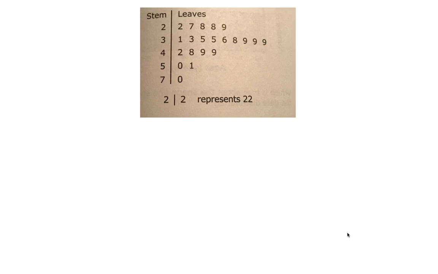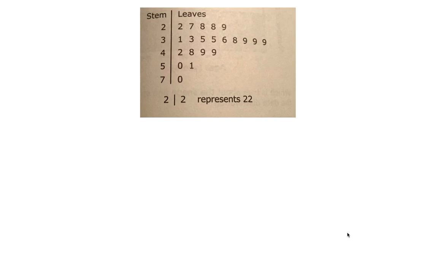So let's go ahead and talk about how to read a stem and leaf plot as well as do some analysis of it. So if you look at this stem and leaf plot that is on here, let's talk through the different stems. So we can see the stems include the 2, 3, 4, 5, and 7.